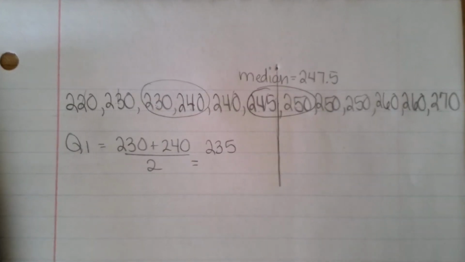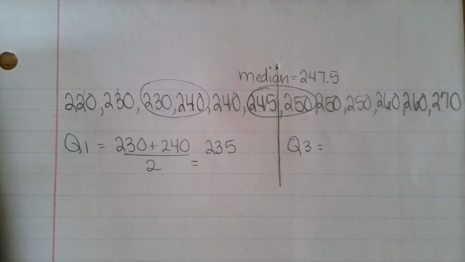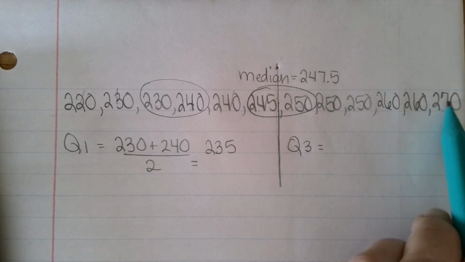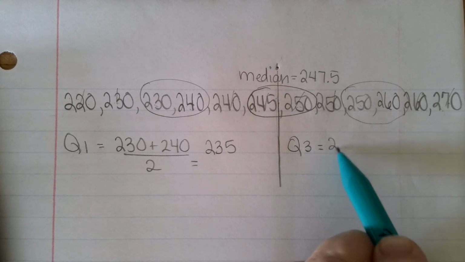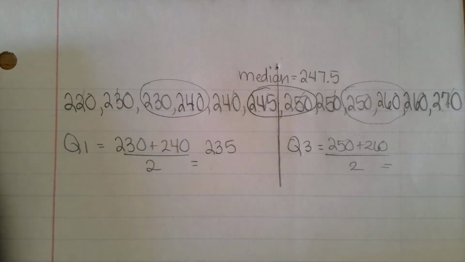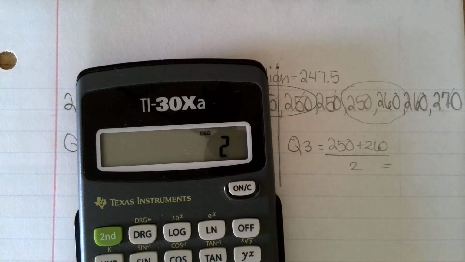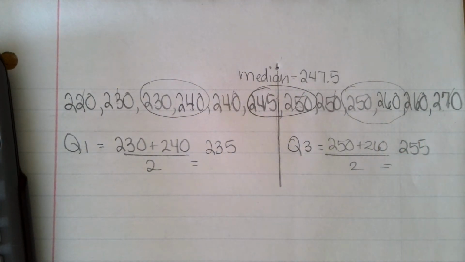Right. So now we're going to look for quartile 3. Quartile 3 is also referred to as the upper quartile. So again, I'm going to cross off. I end up with 250 plus 260 divided by 2, because I'm looking for those medians. So that is going to be 255.